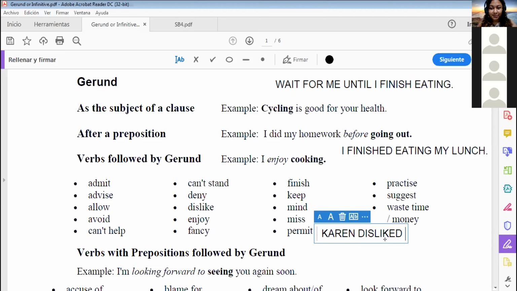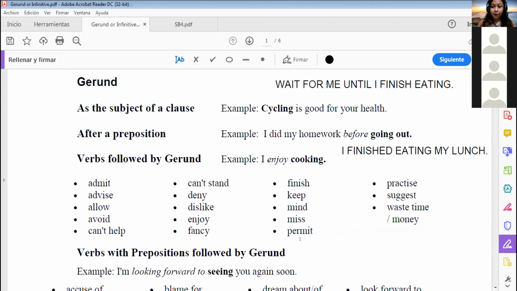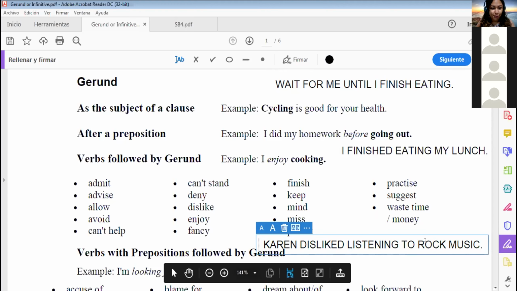Listening. Listening to what? To rock music. So heavy rock music. So take a look at this. Maybe, or for sure, Karen never listens to rock music.